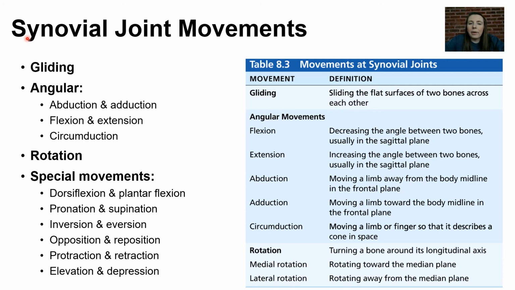So we're going to subcategorize the way that synovial joints are able to move into either being a gliding movement, an angular movement, a rotational movement, or a special movement. And this table just summarizes the different types of movements and their definitions. So this is a good study table to refer to, to categorize them all in your mind.